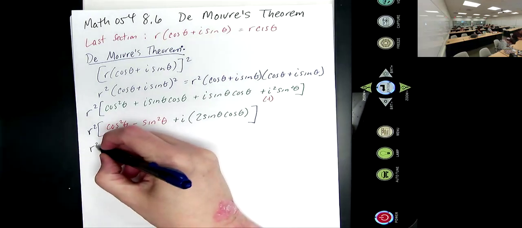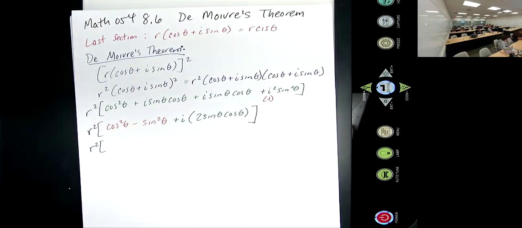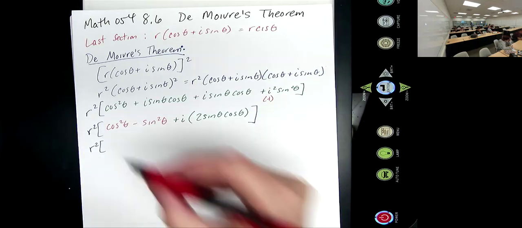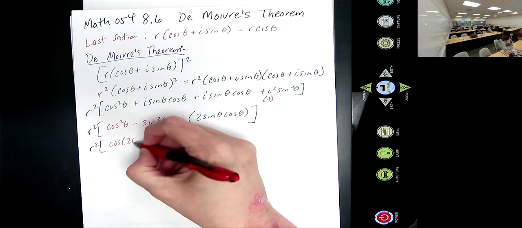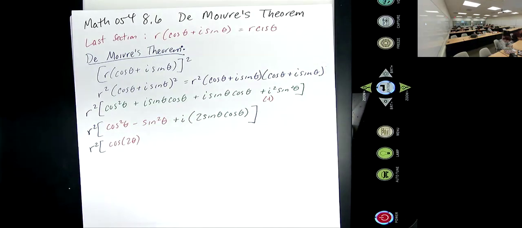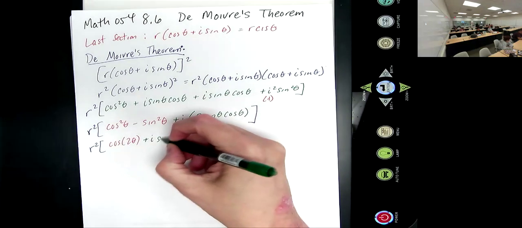We have a formula for cosine squared theta minus sine squared theta. What does that equal? What's our trig identity? Cosine 2 theta, yeah. Do we have anything for what's in the I? Two sine theta cosine theta. Does that have an identity? Yes. It's sine 2 theta.